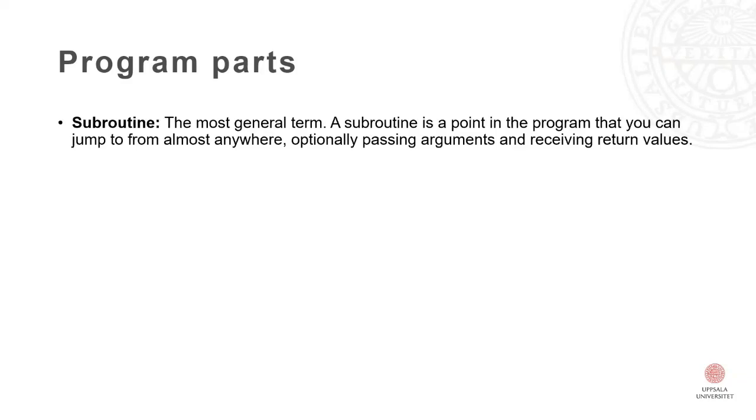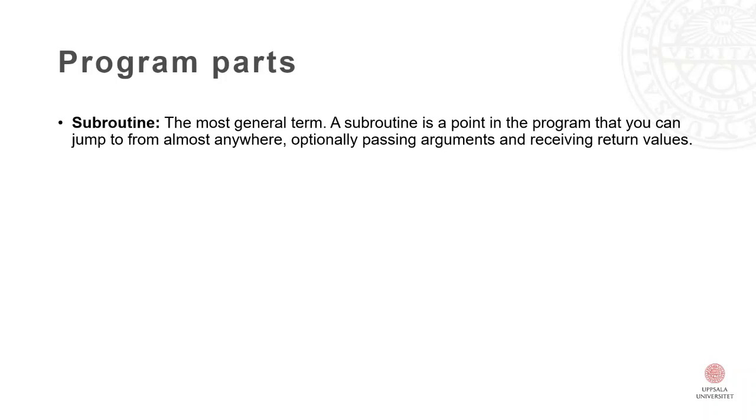A program that you write can consist of several parts, and there are several terms that are used in programming for program parts, and I want to introduce them now. The first one, the most general one, is called subroutine. A subroutine is a point in the program that you can jump to from almost anywhere, and when you jump there, you can pass some arguments, and some computation is done in that part of the program, and you might have some return values or might not.